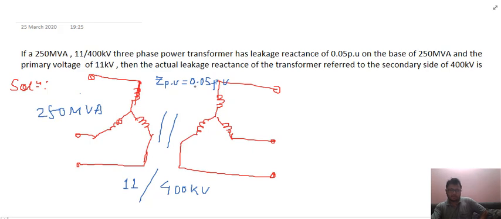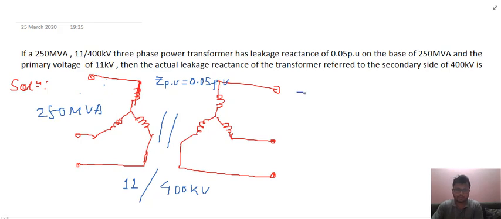So this per unit value, whether you consider it in the primary side or in the secondary side, will be the same. Now what they are asking is the actual leakage reactance of the transformer referred to the secondary of 400 kV. That means they want the actual reactance in ohm. This is given in per unit, but they want the reactance in ohm. Reactance in ohm in the primary and secondary will be different. Only the per unit reactance in the primary and secondary will be the same.